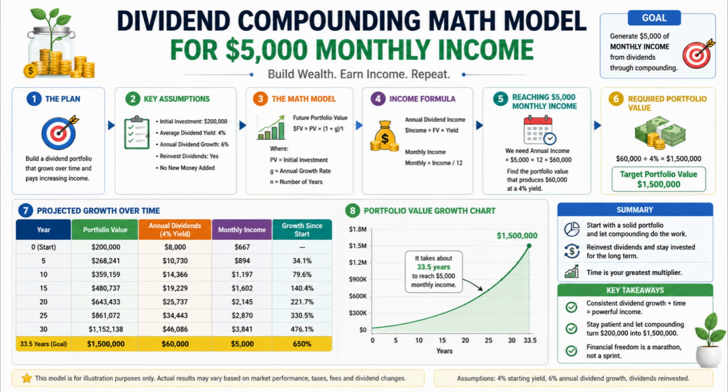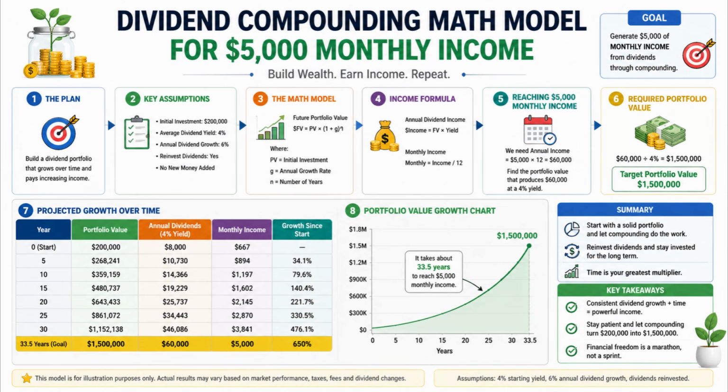After 5 years of 6% annual compounding, the portfolio may grow to approximately $268,241. At a 4% yield, this could produce around $10,730 annually, or about $894 per month. After 10 years, the projected portfolio value increases to approximately $359,159. The estimated annual dividend income becomes about $14,366, providing nearly $1,197 per month. As compounding continues, the growth becomes more noticeable.